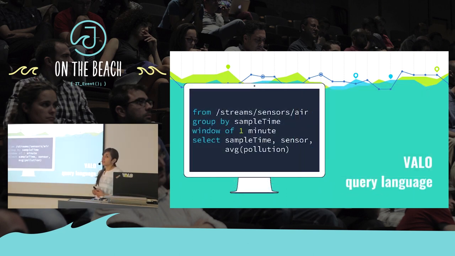Valo's query language is also inspired by that same model. And as I said, the focus here is on streams, so they make it very easy to specify which stream you'd like to look at, how you want those samples to be grouped together, the windows that you'd like to look at, how large they are, how they overlap, that sort of thing, and then what information, what analysis you want done on each of those windows. We can do things like simple averages, but they also have a lot of very clever analytical functions built in. You can define your own, that sort of thing.